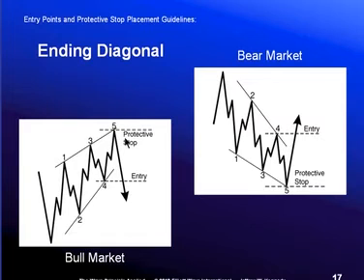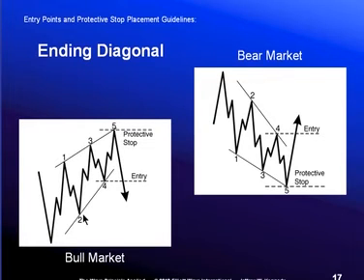With respect to an ending diagonal, what I like to do is wait for the break or the penetration of the extreme of wave 4 before taking a position. Now again, these are very conservative trading guidelines. For example, if you're more aggressive, you may want to begin accumulating short positions as wave 5 develops, especially if wave 3 is shorter than wave 1.